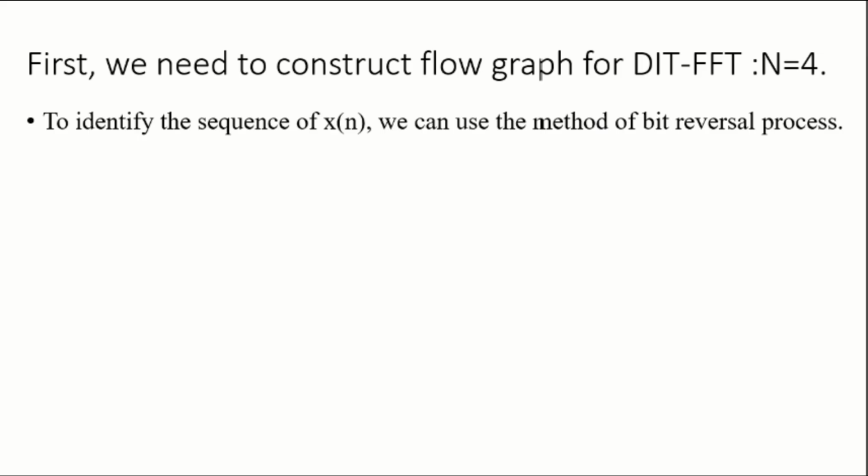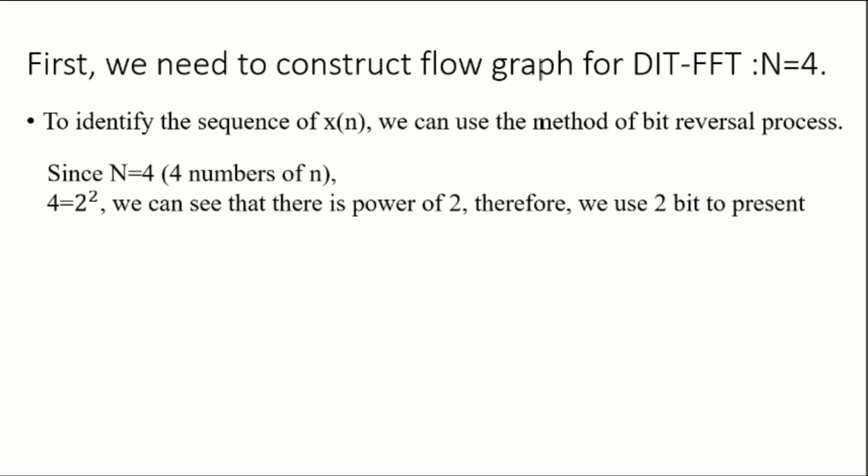First we need to use the bit reversal process to identify the sequence of the flow graph. Since n is equal to 4, and 4 is equal to 2 to the power of 2, we use 2 bits to represent it. First, we write 0, 1, 2, 3 in binary form: 0 is 00, 1 is 01, 2 is 10, 3 is 11.